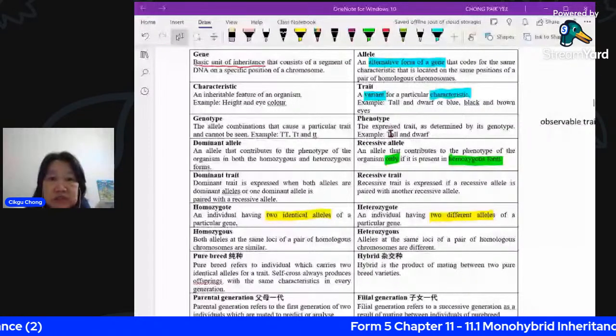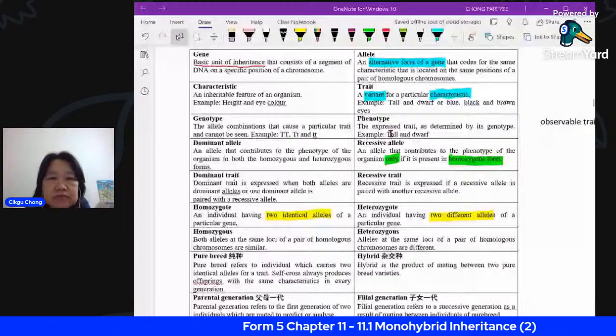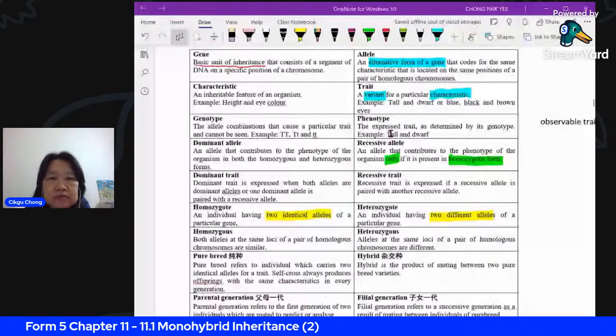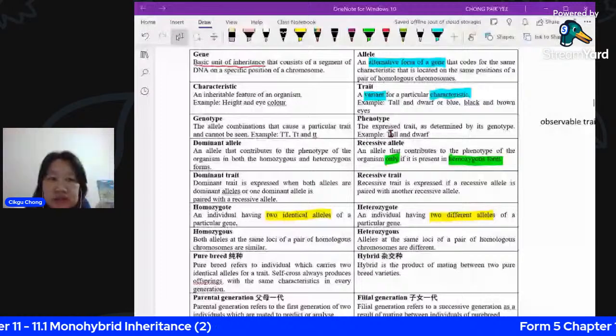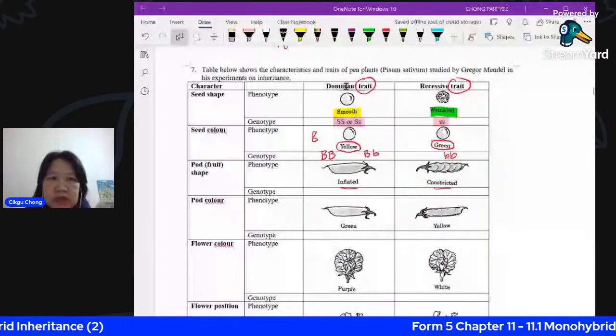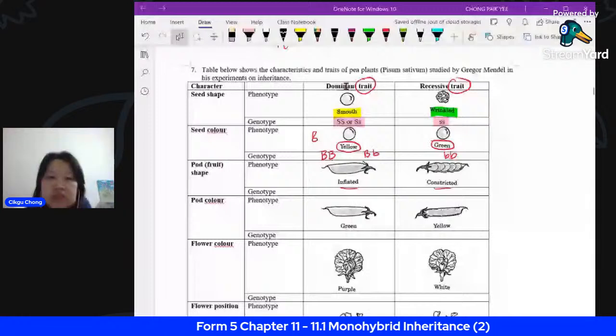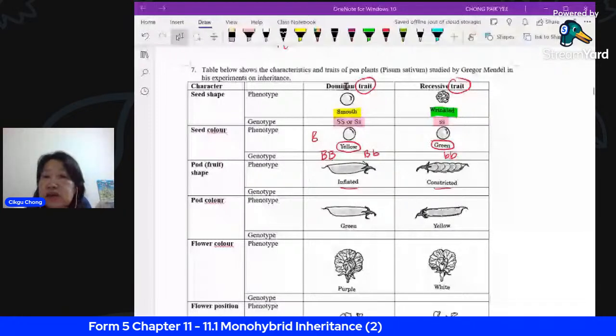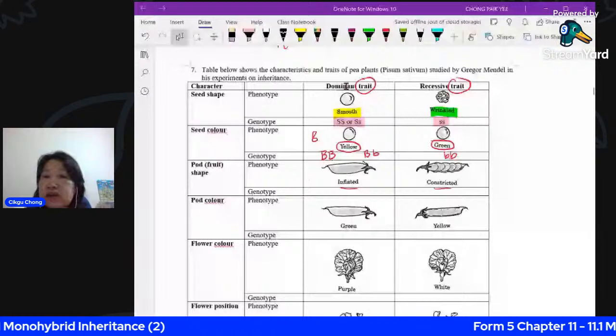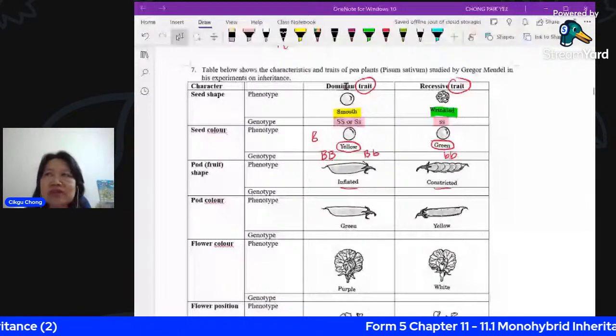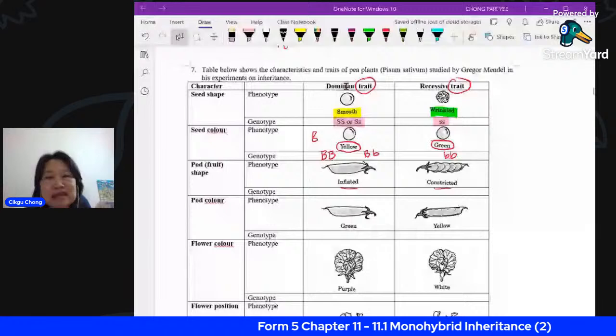Previously, when we talked about characteristics, we have traits. Traits are variations of the characteristic, for example, seed shape. Mendel is the father of modern genetics. He did a lot of investigations on this Pisum sativum. This is kacang. We call it green peas, not really green peas. The actual name is snow pea.